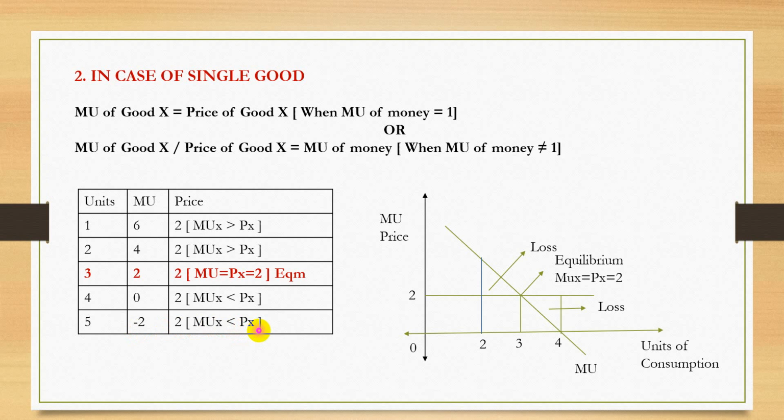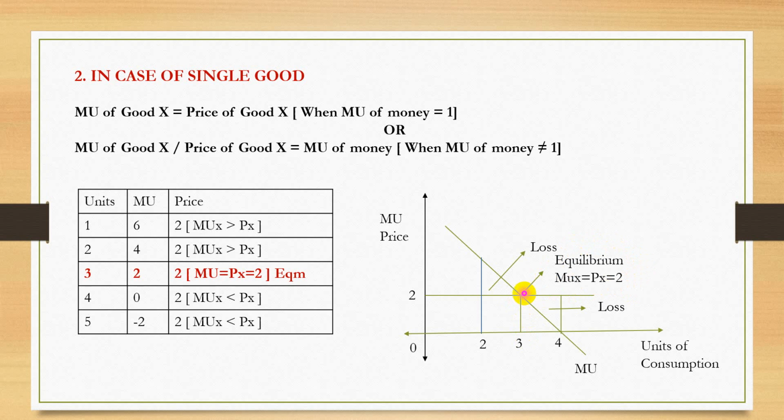According to this table, if you draw the MU curve and the price line, this is the price line and this is the MU curve. This price line intersects the MU curve at this point where MUx is equal to Px is equal to 2. That means the consumer maximizes his satisfaction when he consumes 3 units of the commodity.